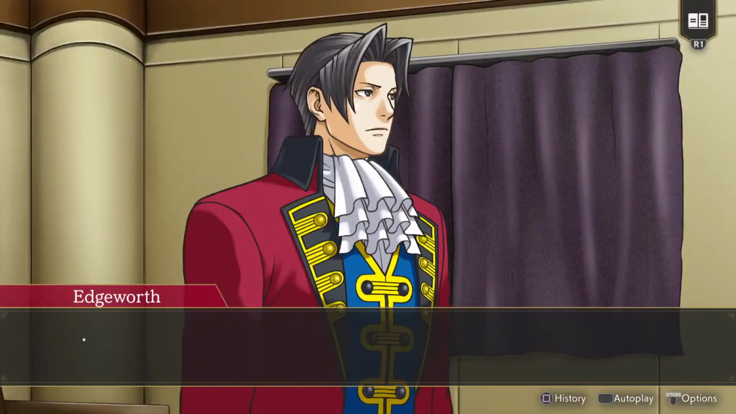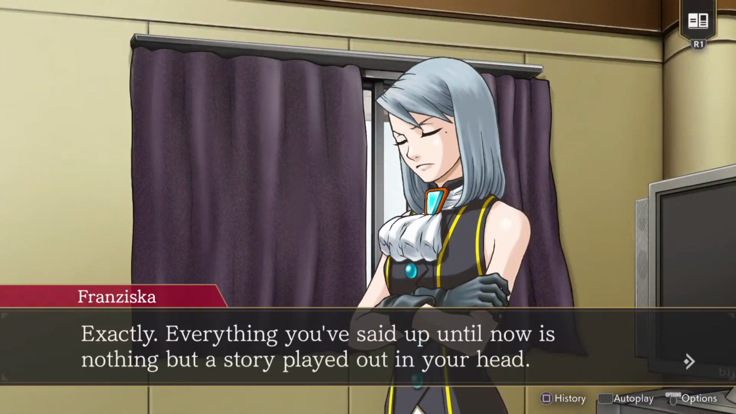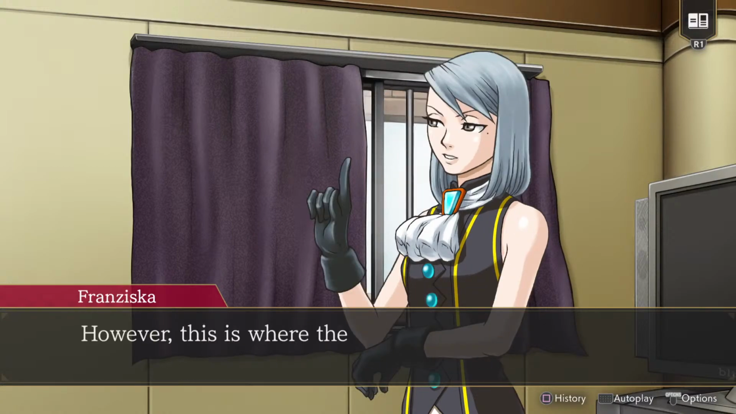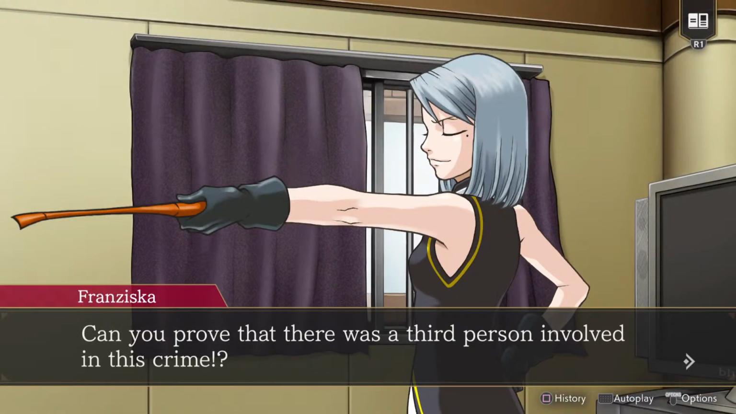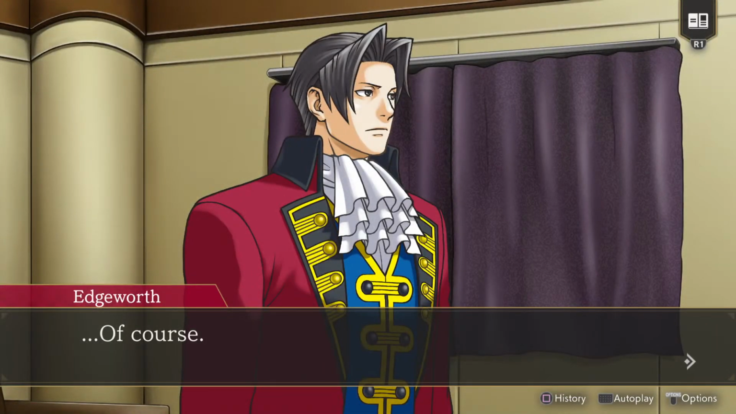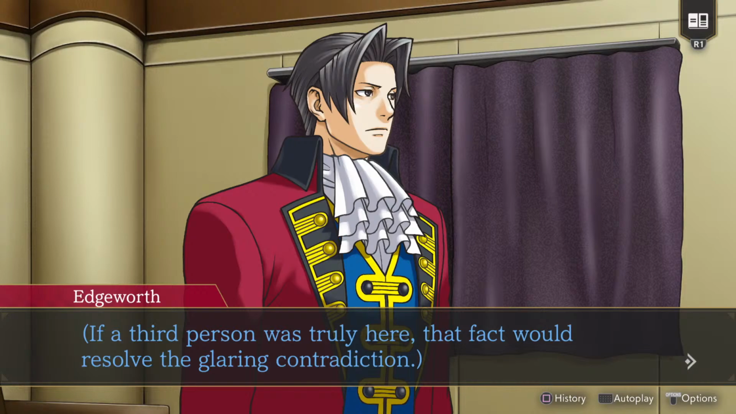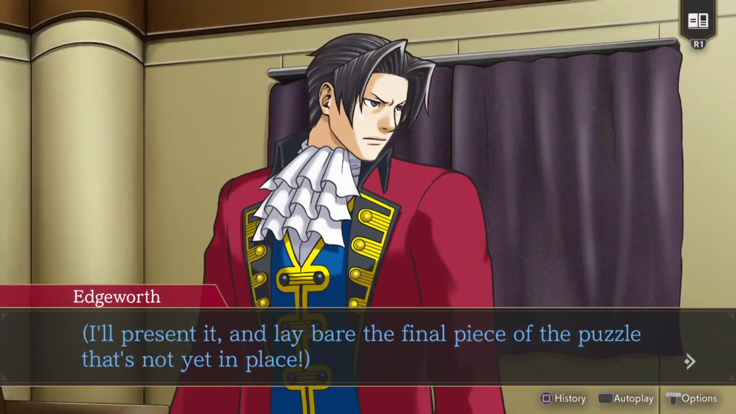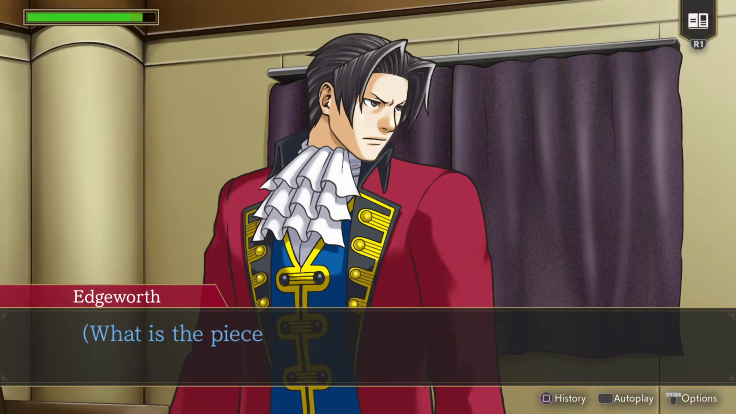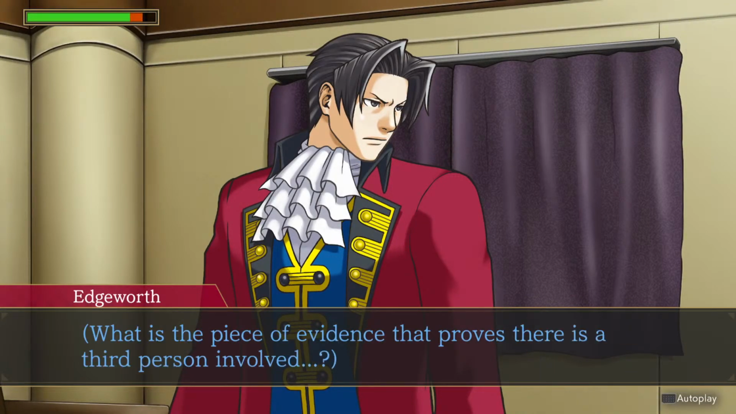Miles Edgeworth, there's just one thing you're missing. Evidence, correct? Exactly. Everything you've said up until now is nothing but a story played out in your head. Unlike you, Franziska, who clearly has all the evidence at her disposal. However, this is where the real test begins. Can you prove that there was a third person involved in this crime? Of course. If a third person was truly here, that fact would resolve the glaring contradiction. The proof that this has all been a setup made to look like they killed each other. I'll present it and lay bare the final piece of the puzzle that's not yet in place. What is the piece of evidence that proves there is a third person involved?